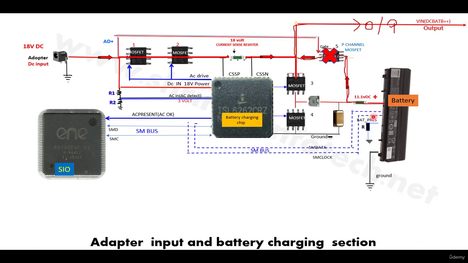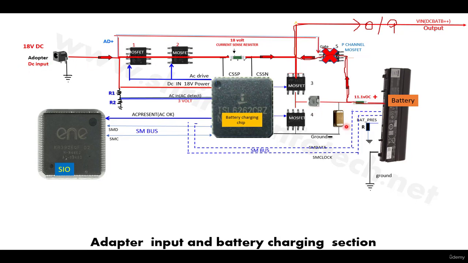So when the battery tells this SIO that it needs the current, at that time SIO informs this battery charging chip, it gives the command to these chips, saying that generate the voltage for the battery and give 11.1 volt to the battery, because my adapter voltage is something around 18 to 19 volt, and here my battery needs 11.1 volt.